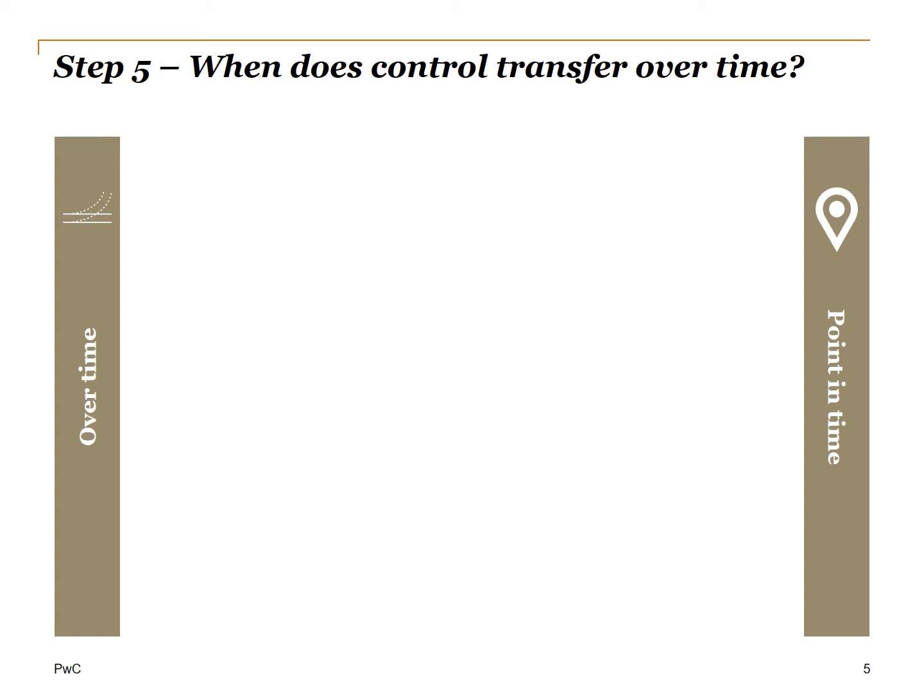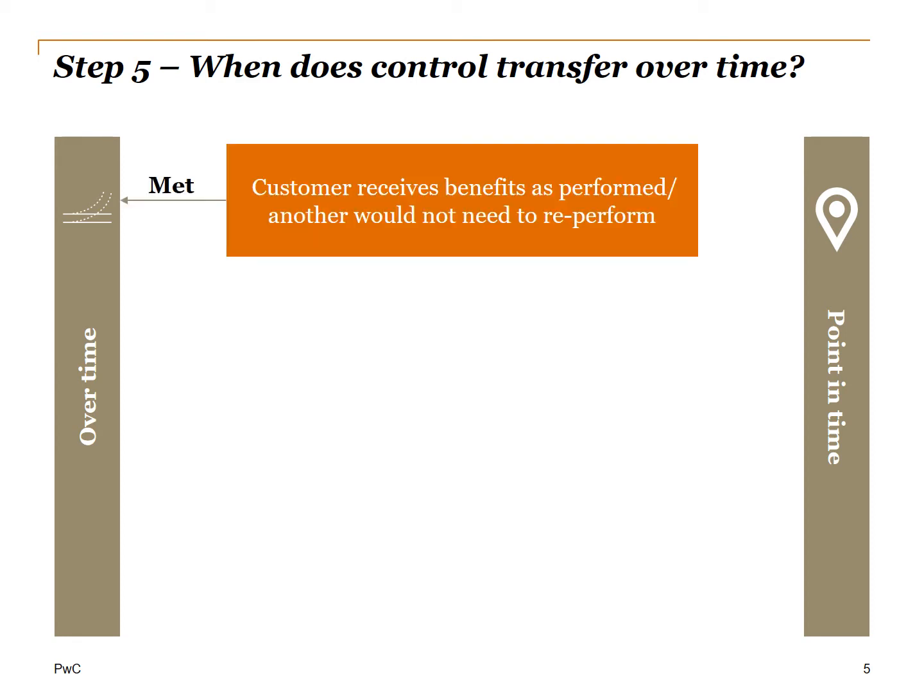So what criteria do we need to look at to see if control transfers over time? The first criteria is to determine whether the customer simultaneously receives and consumes the benefits provided as the entity performs. This criterion primarily applies to contracts for the provision of services, for example, a cleaning service. An entity transfers the benefit of the services to the customer as it performs, and therefore satisfies its performance obligation over time. This criterion could also apply to arrangements that are not typically viewed as services, such as contracts to deliver commodities such as electricity.